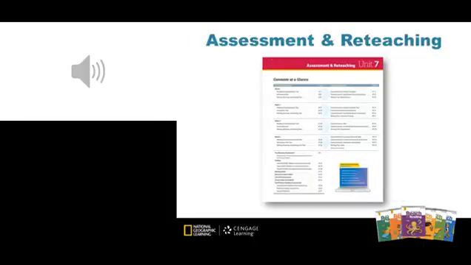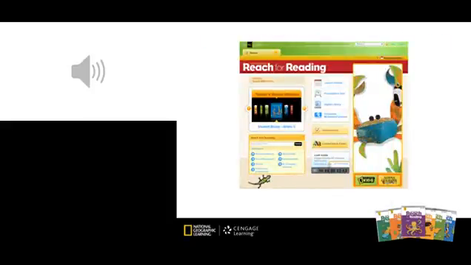Turning to the Assessment and Reteaching tab, you'll find all of the assessment and reteaching resources for the unit. This section provides you with all of the tools you'll need to monitor student progress. To learn more about what's available on MyNG Connect, please be sure to view Module 1A for an overview.